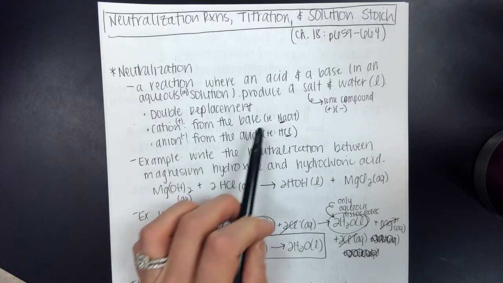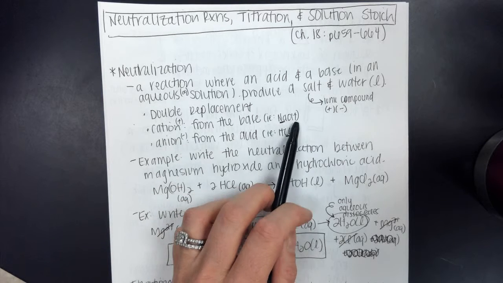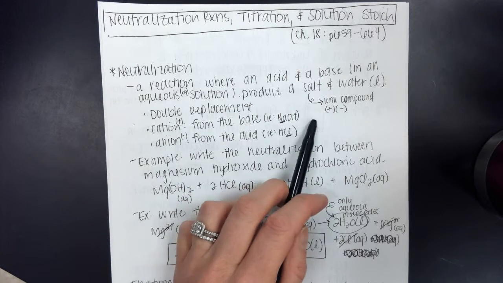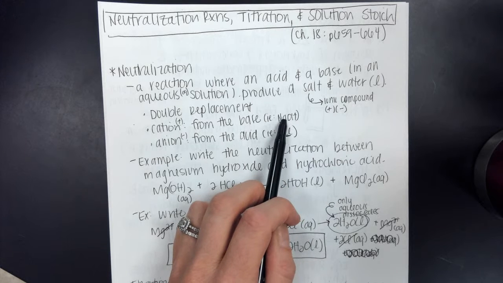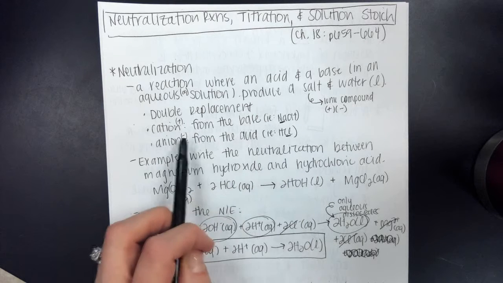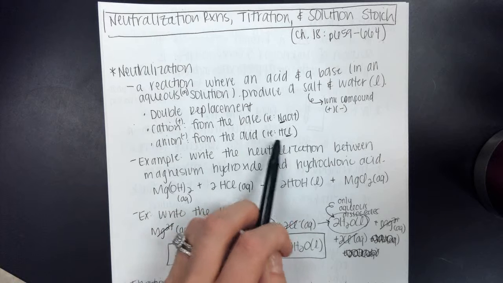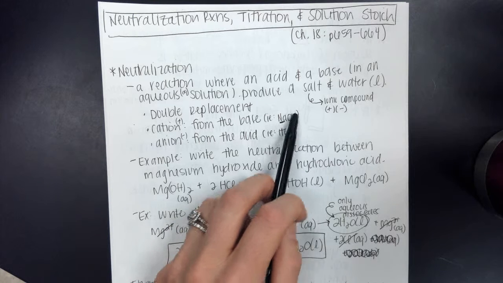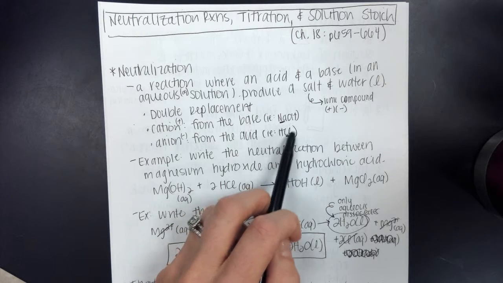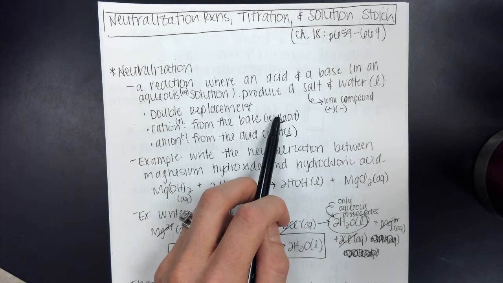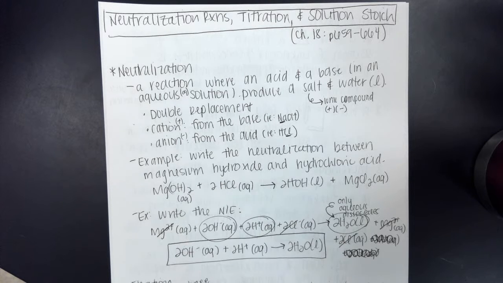Your cation comes from the base. Example, sodium hydroxide, right? Hydroxide is going to go to the water. Sodium is going to be the cation in the salt. The anion comes from the acid. The hydrogen is going to join up with the hydroxide to make water, and the chlorine is going to join with that cation sodium to make the salt.